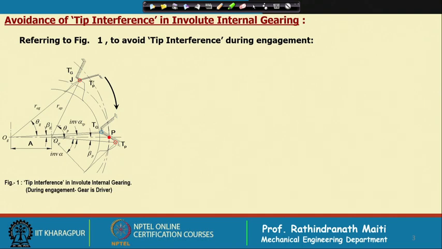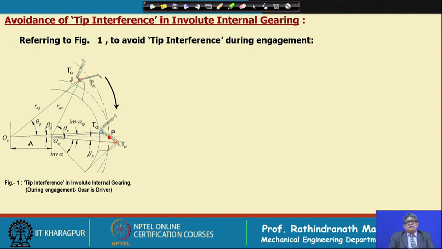Now, first let me explain what is tooth tip interference. In internal gearing, when it is used for epicyclic gearing, normally there you will find sun, pinion and the internal tooth ring gear. Now, if you think of the size, if size of the ring gear is 100, then the other two are less than 50. That means, if the ring gear is of 100 teeth, then the sun pinion and planets will have teeth number less than 50. This is very common.